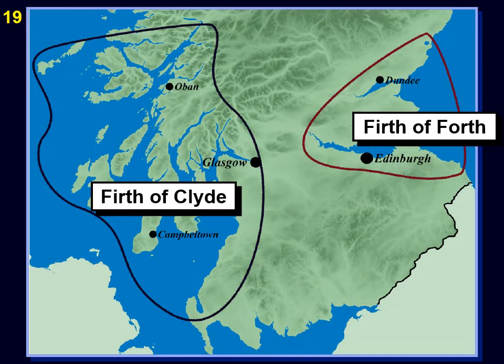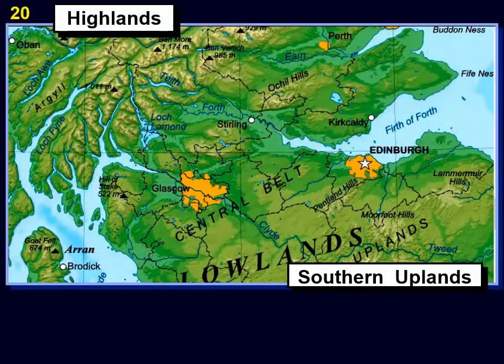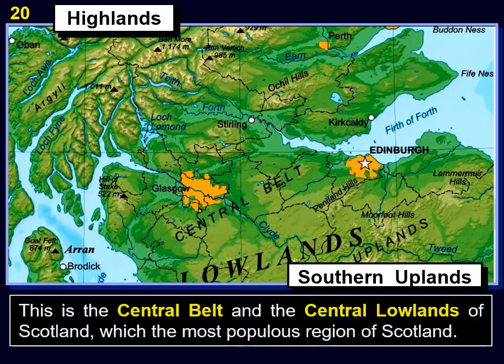Only 30 miles, 50 kilometers, of land separate the Firth of Clyde and the Firth of Forth, the two great estuarine inlets on the west and east coasts, respectively. This is the Central Belt and the Central Lowlands of Scotland, which is the most populous region of Scotland.